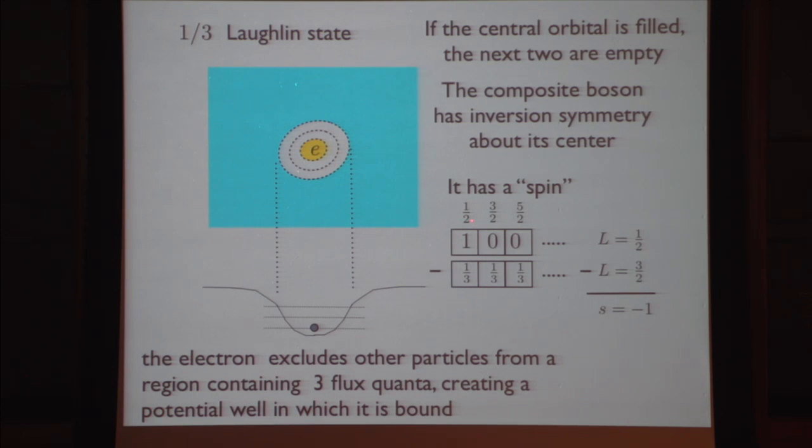And you see, if I add these up, you really should count them, including the 0-point terms. That's a half, 3 halves, 5 halves. That one's L equals a half, that one's L equals 3 halves, so the difference of the two is -1. So the spin of the 1/3 Laughlin state is 1 or -1.